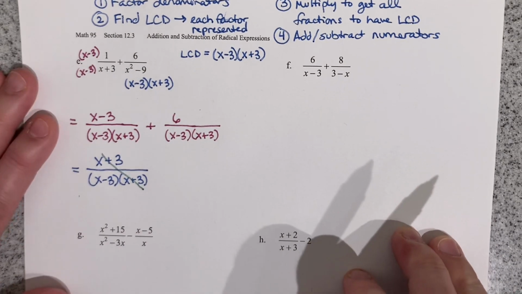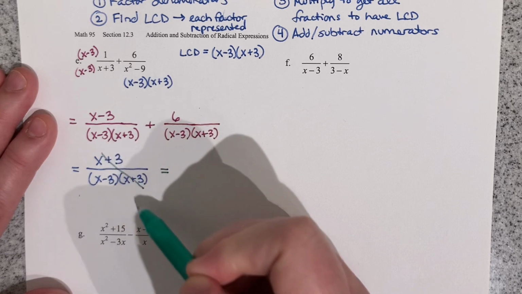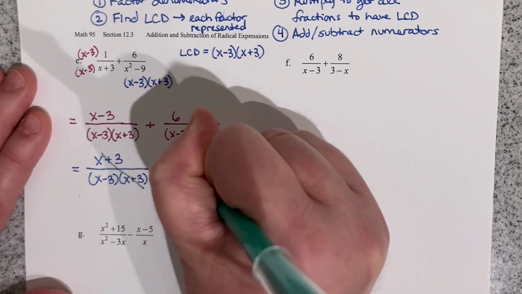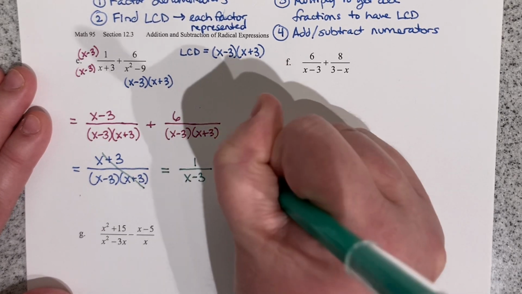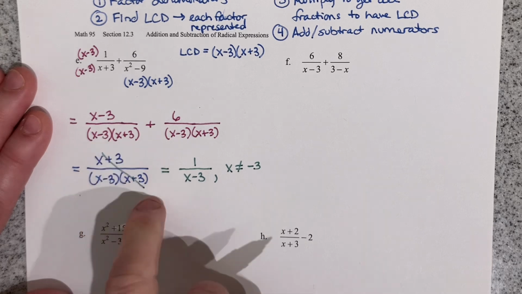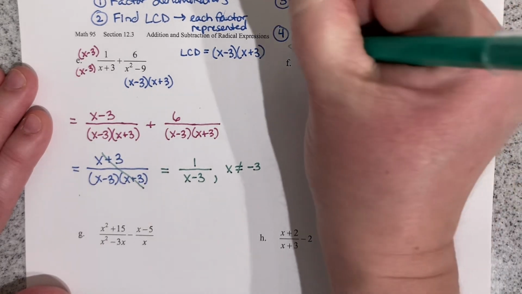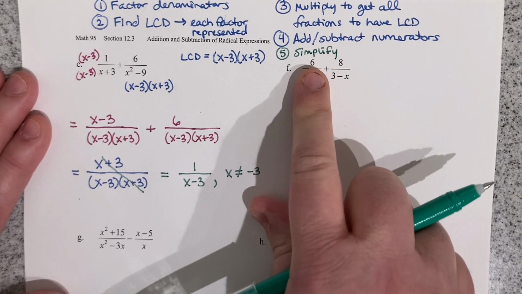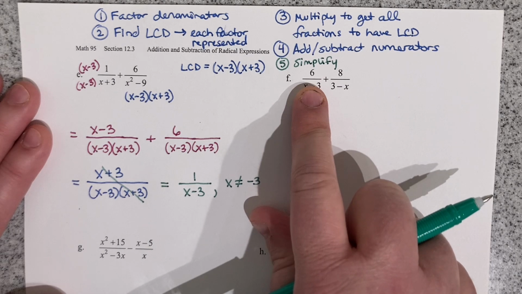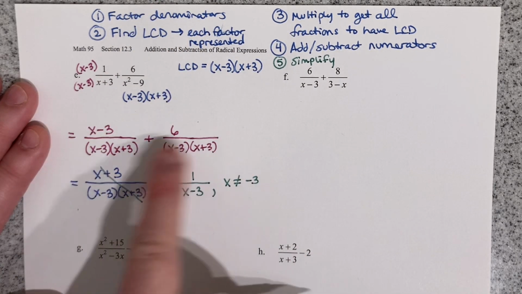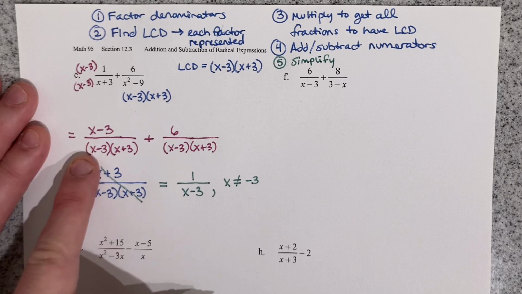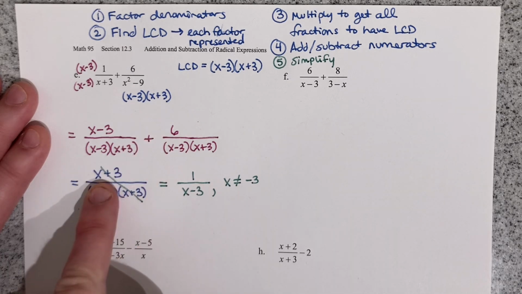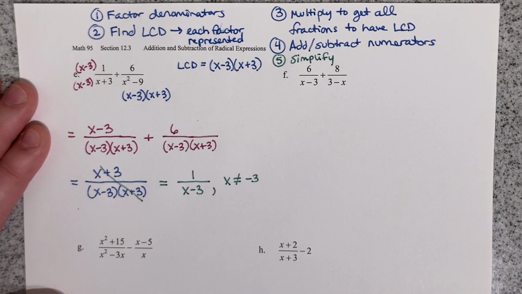These x plus 3's cancel. If everything on the top or the bottom cancels, what's left behind is a 1. And then x minus 3 is on the bottom, with this added restriction that x cannot equal negative 3, because that would make this 0. So that's the last step. Sorry, I didn't give myself enough room to write these steps, but the last step is simplify. All right, so we factored the denominators, found the least common denominator, multiplied this first fraction to make them match, added the numerators, because this was an add problem, and then at the end simplified.